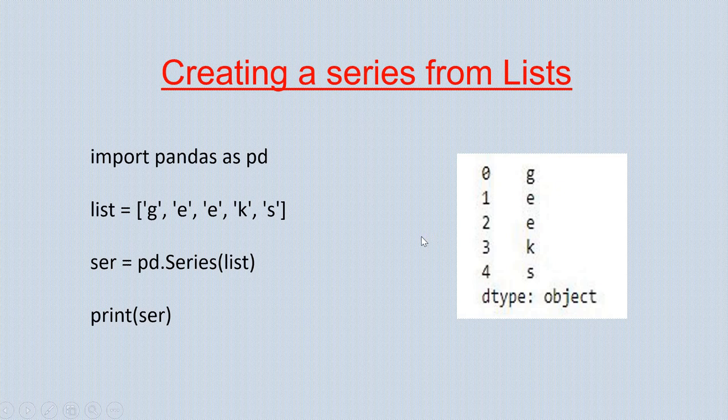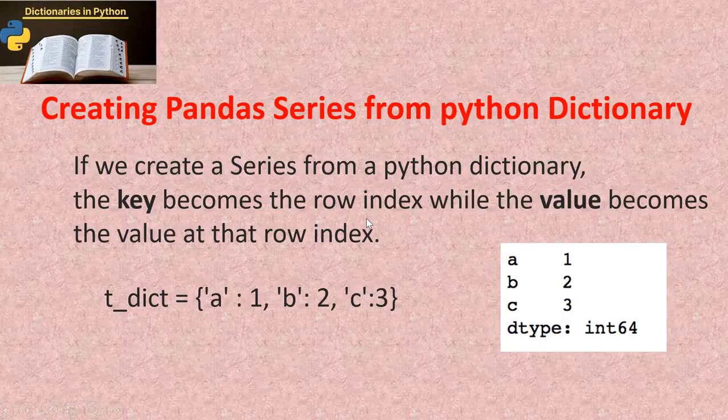Next is creating a series from lists. I'm giving here a list. List is equal to, in the square brackets, you are giving a few elements, G, E, E, and like this, you can print a series. pd.Series in round brackets, you will give the list. You are creating a series from a list. See, 0, 1, 2, 3, 4. These are the indexes, and these are the elements of the list.